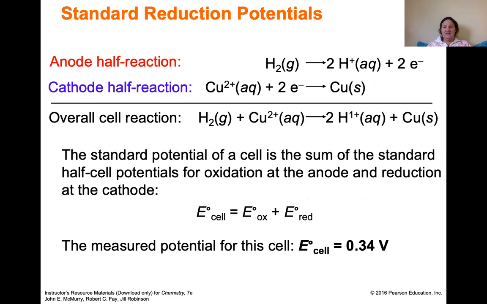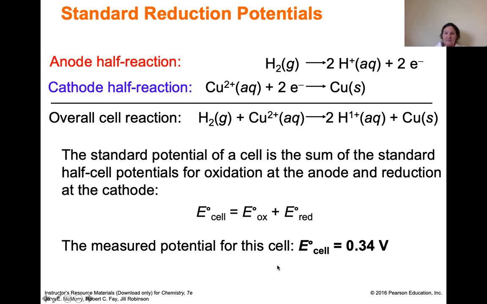So when we look at using tables, we have in this case the reaction of hydrogen gas to make H+. And if you have 2 hydrogens doing that, you're giving up 2 electrons. The other half reaction is the copper one where it's picking up electrons. And so the standard potential of a cell is just the sum of the standard half potentials for the oxidation at the anode and the reduction at the cathode.